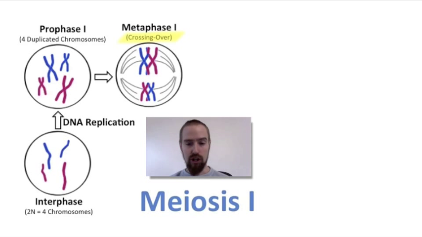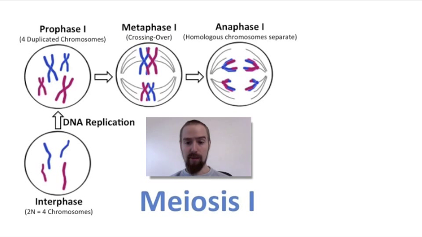Another difference occurs during anaphase 1. During mitosis, the process we learned about in our last video, sister chromatids are pulled apart during anaphase, so that each new cell gets only one sister chromatid from each duplicated chromosome. During meiosis, sister chromatids remain attached, and homologous chromosomes are separated, so that one duplicated chromosome from each homologous pair goes in one direction, while the other homologous chromosome goes in the opposite direction.